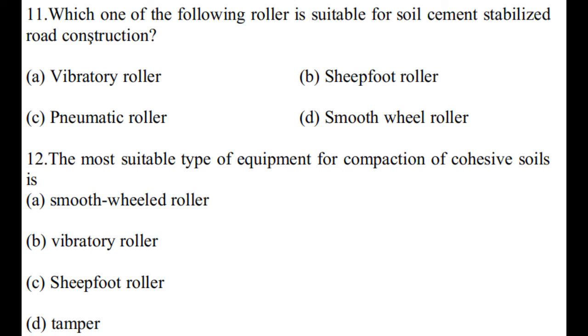The next question is the most suitable type of equipment for compaction of cohesive soil. A. smooth wheeled roller, B. vibratory roller, C. sheep foot roller, D. tamper. The most suitable equipment for compaction of cohesive soil is sheep foot roller. That is option C is correct.